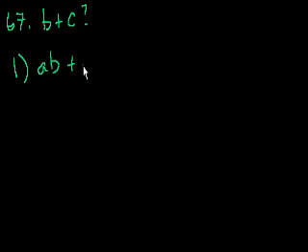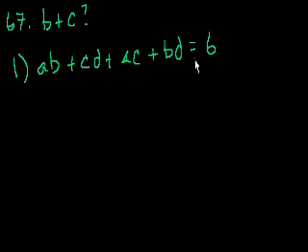67. What is the value of B plus C? B plus C. All right. Number 1, they tell us that AB plus CD plus AC plus BD is equal to 6. And this by itself doesn't help us much because we have all these a's and d's here, and they could be anything. So we can't solve for b plus c.